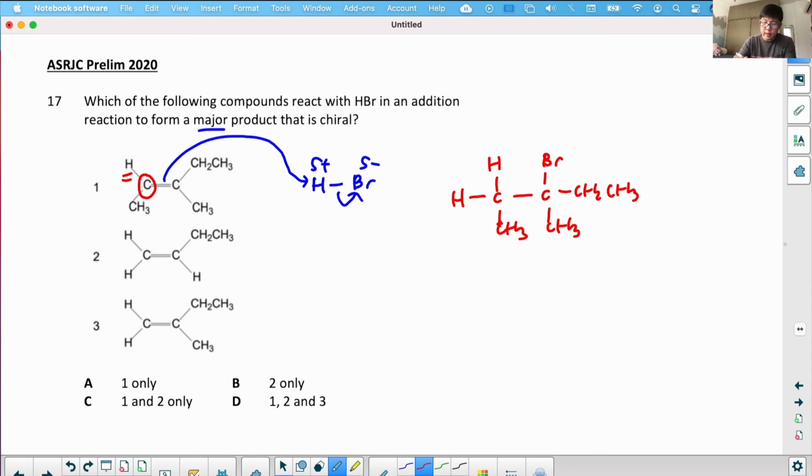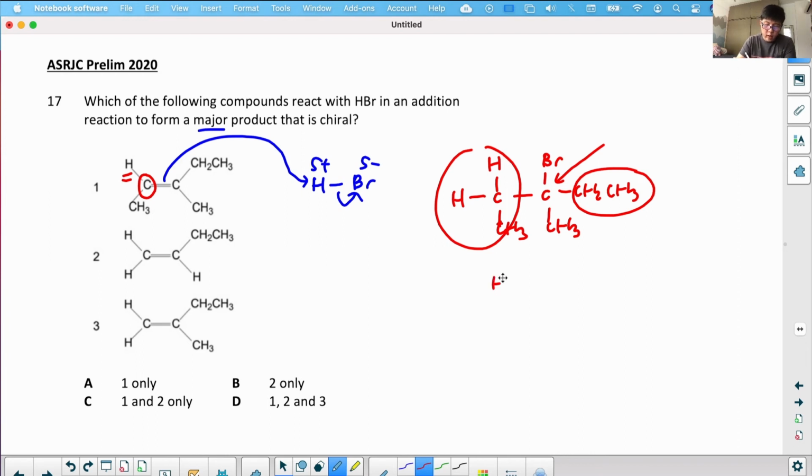Okay, so in fact, if you think about it, this carbon is not chiral. This carbon is not chiral because this is CH2, CH3, CH2, CH3. Okay, so this is not chiral. Okay, let's look at the second question.